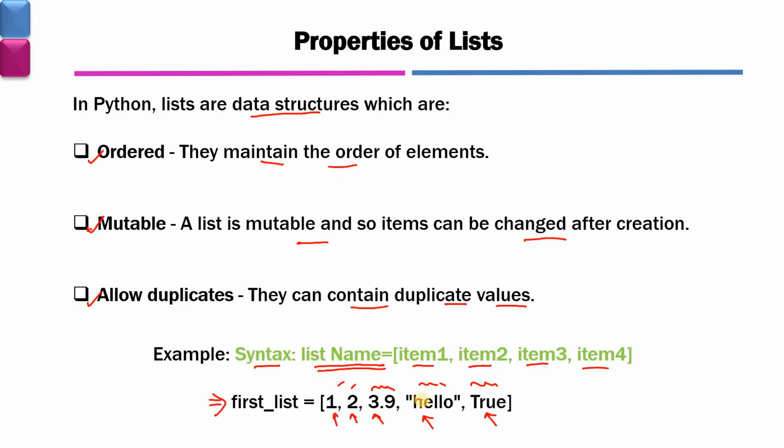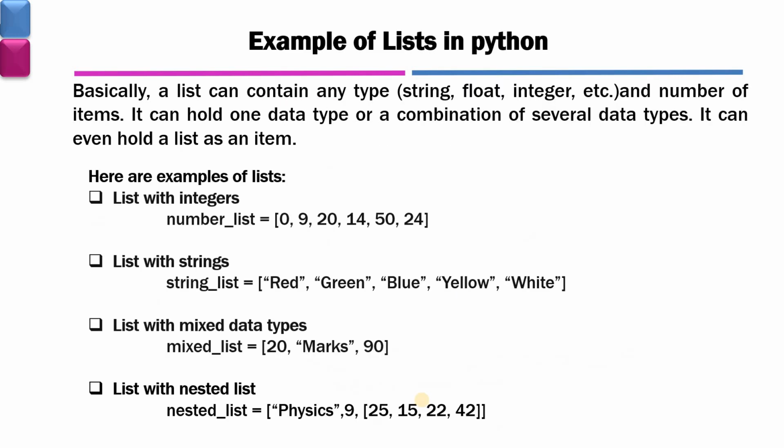So now I will show you how different types of lists can be created. As I told you, a list can contain string, float, integer, boolean as items. So it can hold also one data type, or it can hold some combination of several data types. Even it can hold a list also as an item. This is very interesting. That is called nested list. I will come to it.